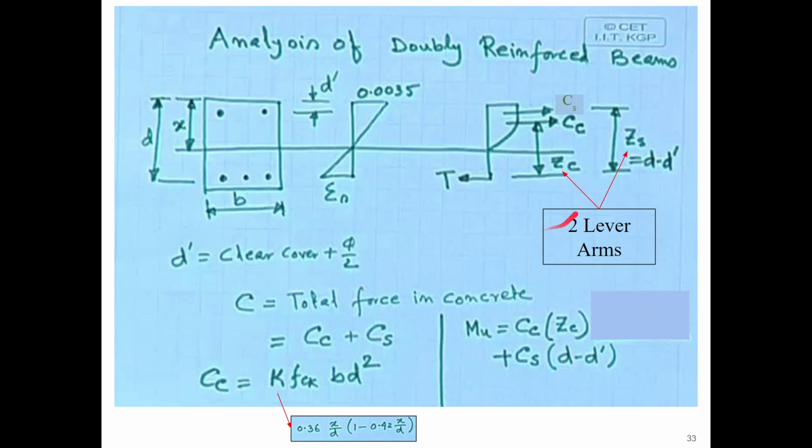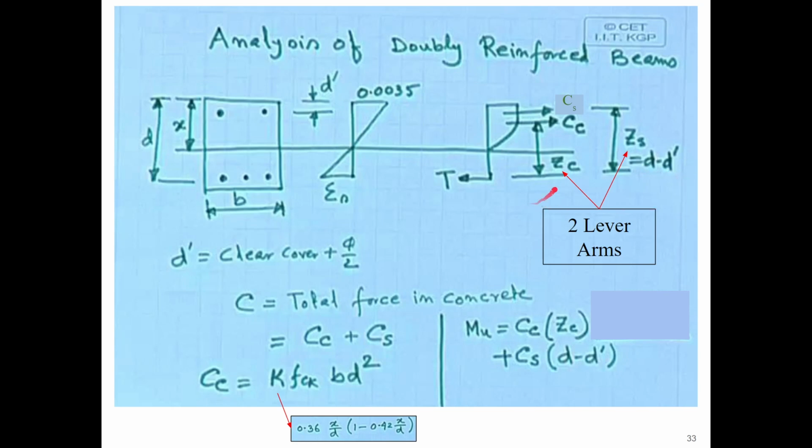Also, you will find that there are two lever arms present. One is the zc value, which was basically the distance between the center of compression of concrete and the center of tension of steel. But now one more term has come, that is zs, the distance between the tension and compression reinforcements. So zc was equal to d minus 0.42x, right? However, zs will be a little different. It will be equal to d minus d prime.